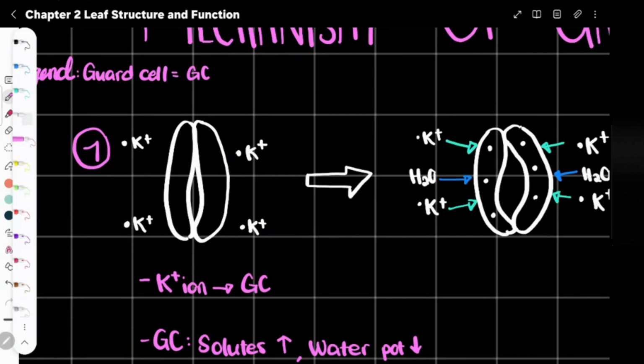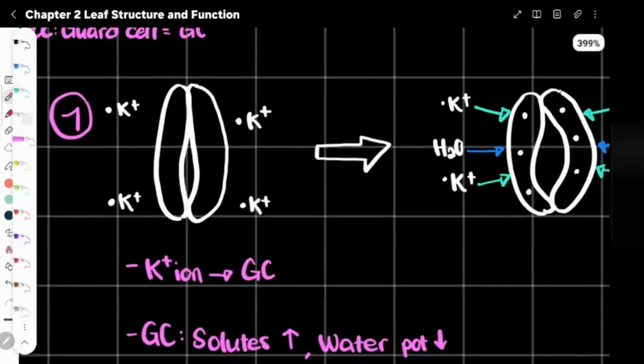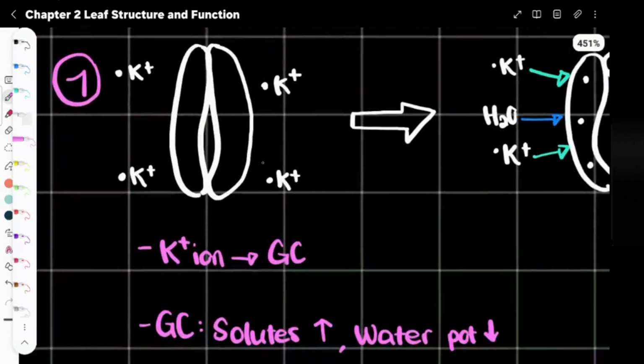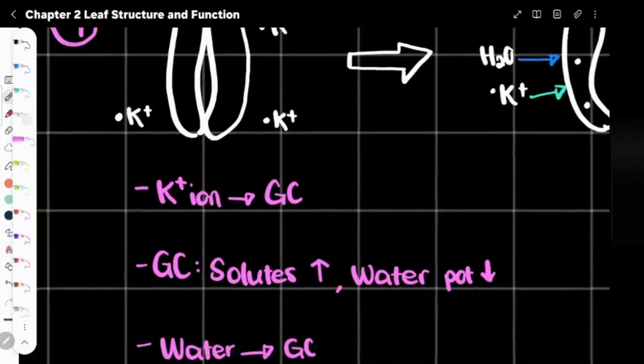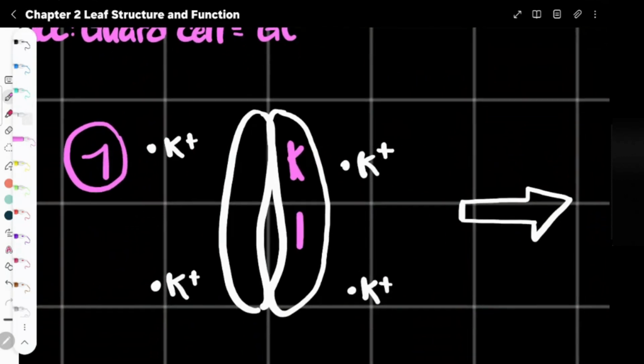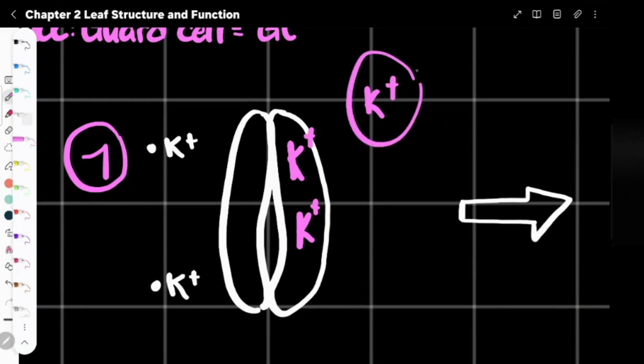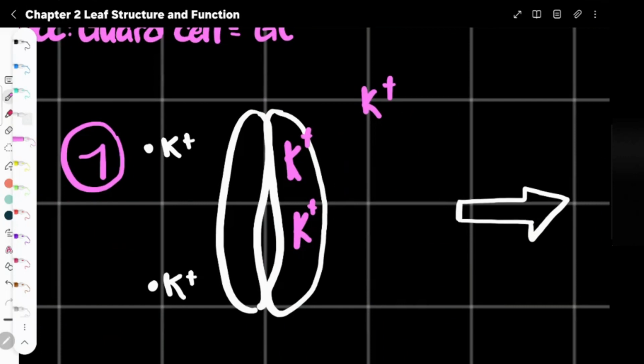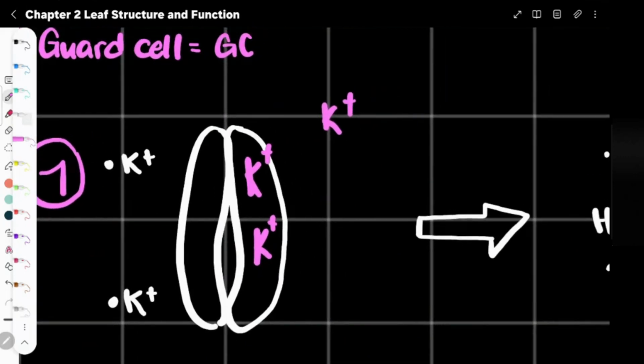So imagine this potassium will go to the guard cell. If the potassium goes to the guard cell, what is the solute potential here? There will be more potassium. If there is more potassium than the outside, imagine there is now 1 compared to 2 inside, that means if you use common sense, if there is more solute, there is less water.